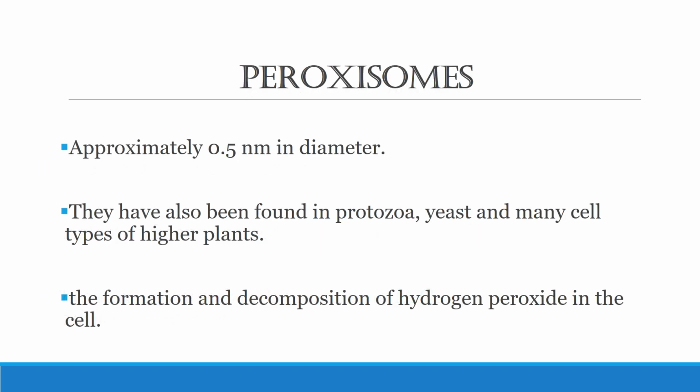So the peroxisomes, they are microscopic organelles with around about 0.5 nanometer of diameter, and you can see the different species in which these peroxisomes can be found, including higher plants, yeast and protozoa. So the formation and decomposition of hydrogen peroxide basically occurs within this cell. A very significant function of these peroxisomes within the plants is the metabolic activity that involves breakdown and formation of certain objects within the plant cell.